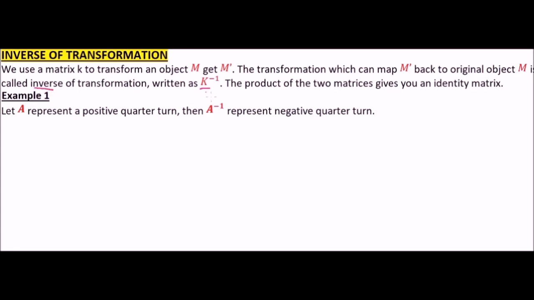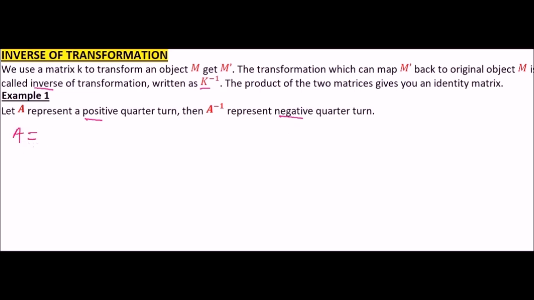written as K to the power minus 1, which is the inverse of K. The product of the two matrices gives you an identity matrix. So let's take an example. Let A represent a positive quarter turn. Then A inverse, which is A to the power minus 1, represents a negative quarter turn. So this is a positive quarter turn, so the inverse is a negative quarter turn.